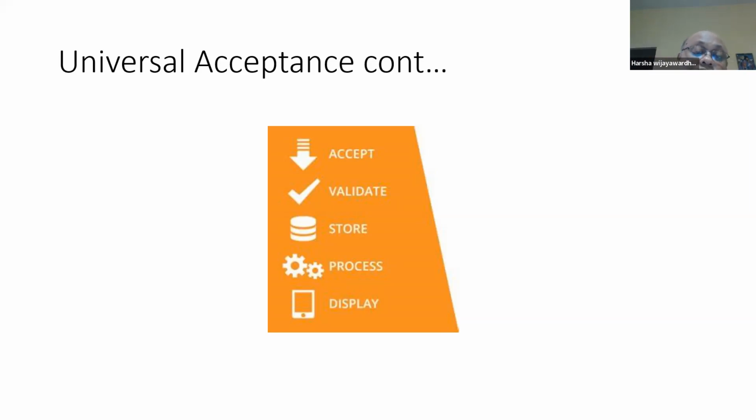So these are the 5 things that we do for universal acceptance: accept, validate, store and process, and display. These 5 things must happen for universal acceptance. But it's not that easy. Next time I will tell you about each and every application, and the status of each application. What we are looking at right now is different database management systems and MTAs like Exim and Postfix, the SMTP servers.